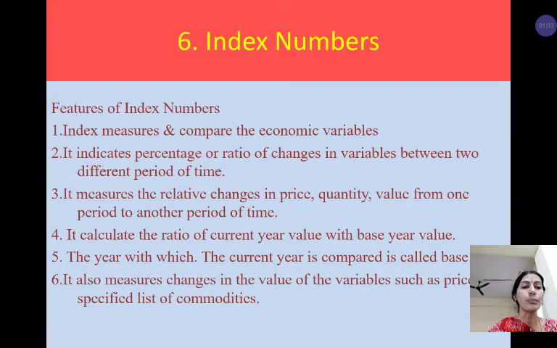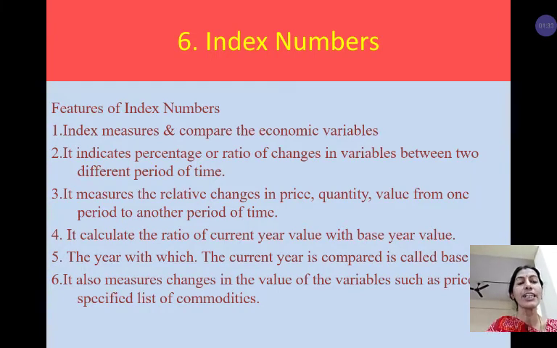In index number, the base year value is always assumed to be 100. We take the value of 100. Okay? Index number measures the relative changes in price, quantity, value, which is weight, from one period to another period. And it also measures the price changes in a specified list of commodities, which means we have done in the aggregative price index method.